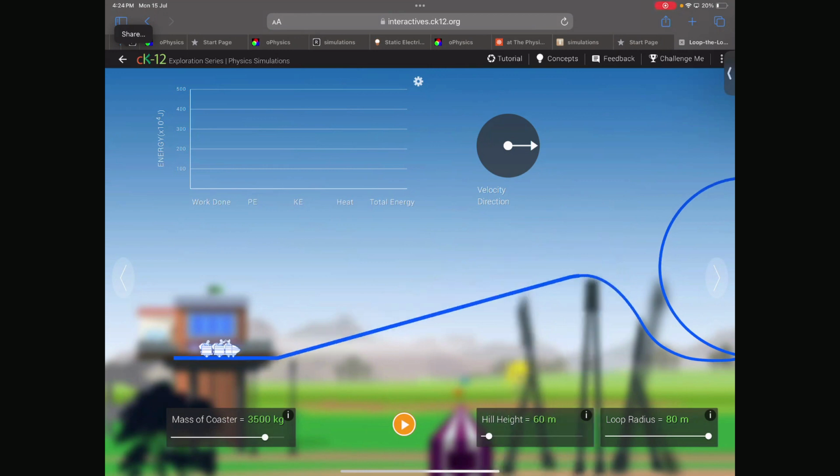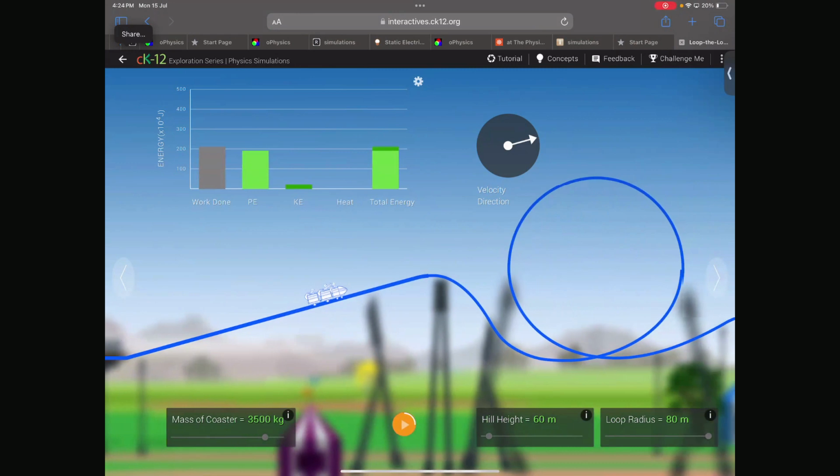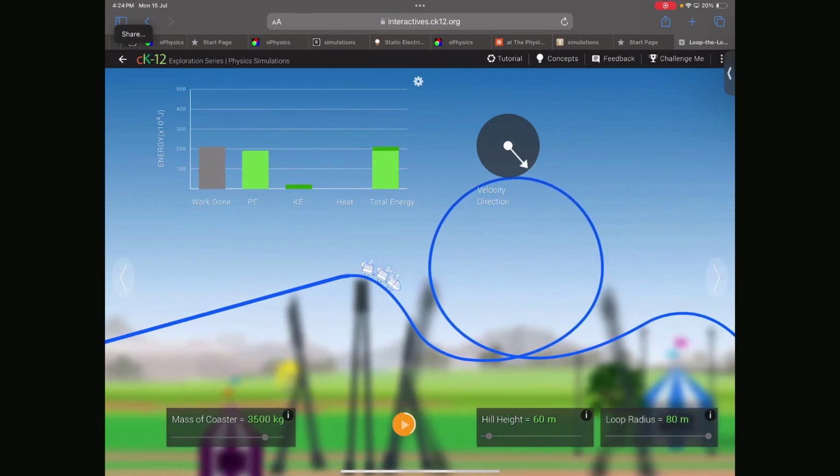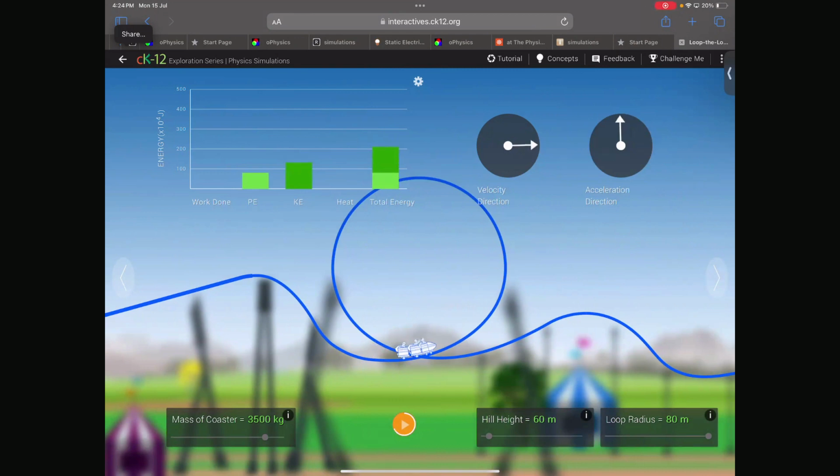So let's try this one. What I'll do is I'll use a coaster of 3,500 kilogram mass. The hill where it goes is 60 meters, and the radius of the loop is 80 meters. See what happens. It gains energy here, and then it goes down. These are the forces acting here, right? So it manages that, and it fails, right?